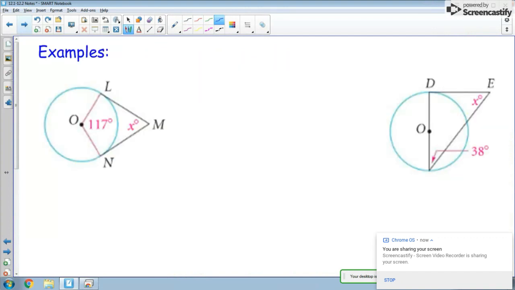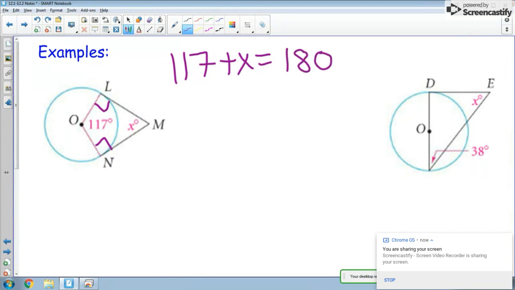So here's a couple quick examples, just some things that we can talk about. That last theorem is telling us that this is 90 degrees, that this is 90 degrees, this is a quadrilateral. So we know that 117 and x together should equal 180. That's right. So that means that x would equal 63 degrees. So that's what x equals.